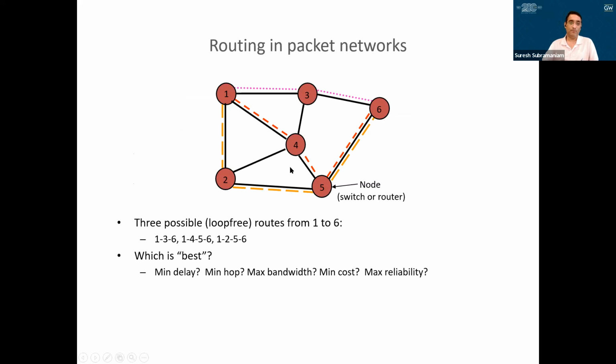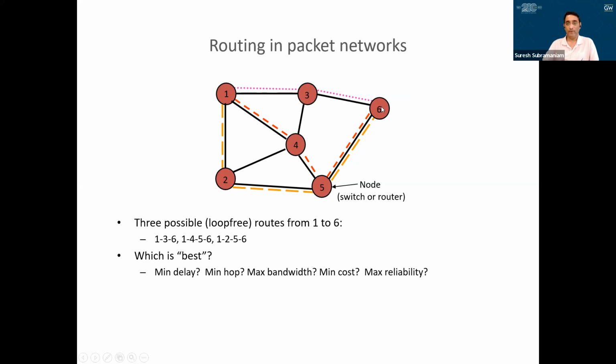Okay. So let's look at the problem of routing now. So this is a network. So represent it as a graph with nodes and edges or links. Okay. And let's look at various paths from node 1 to node 6. Let's say there is a computer at node 1 and a computer at node 6, and you need to send some information, packets, from node 1 to node 6.